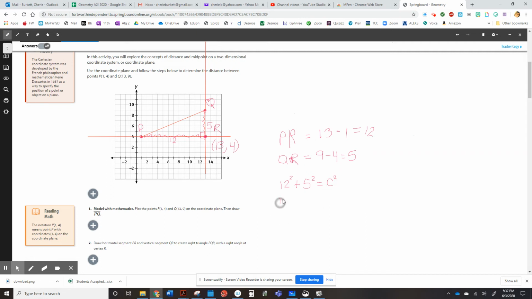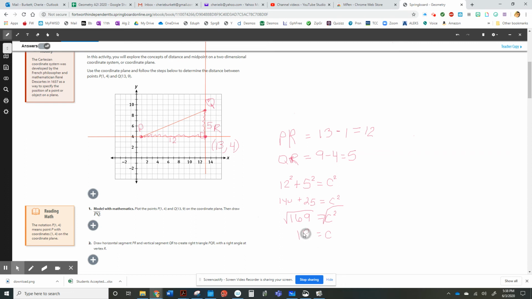Okay, so that is 144. And that is 25. And we add 144 and 25 together, and we get 169. And then 169 is the length squared of the hypotenuse. So if we want to figure out what the hypotenuse is, we have to unsquare it. And so the length of the hypotenuse is 13.